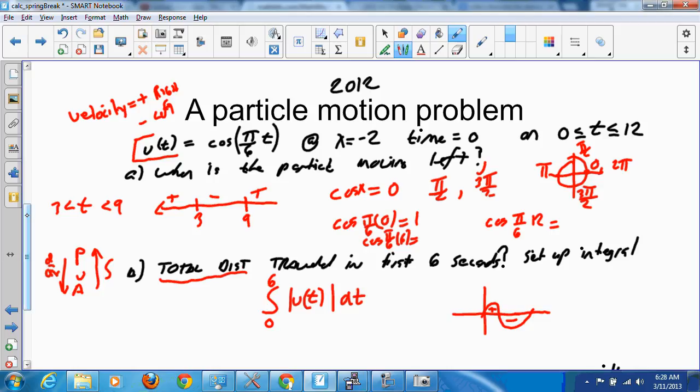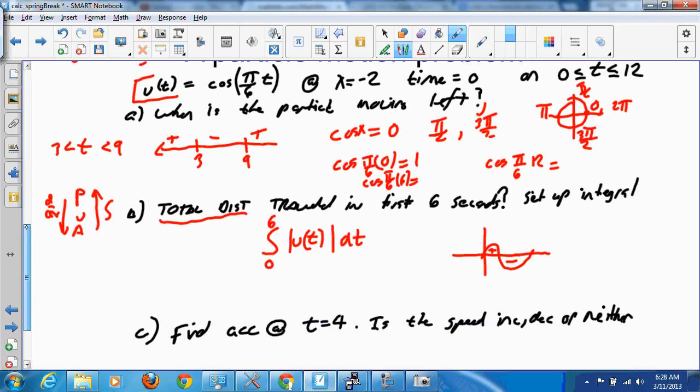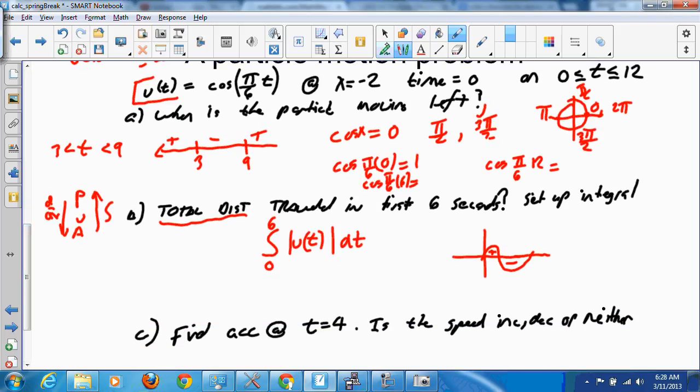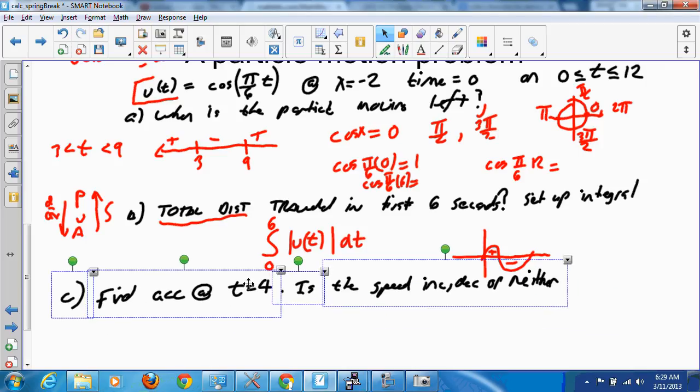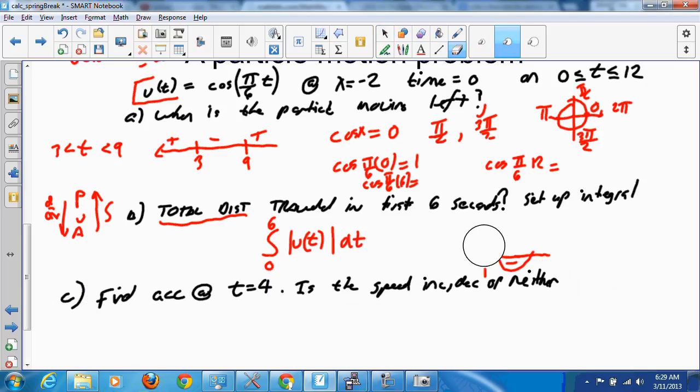Alright, of course this problem has 4 parts. The next part says find the acceleration at t equals 4. Let me move this up. And then it wants us to find whether the speed is increasing, decreasing, or neither.